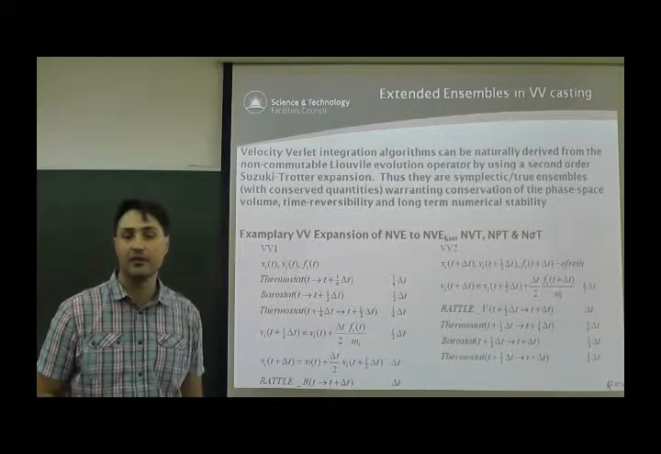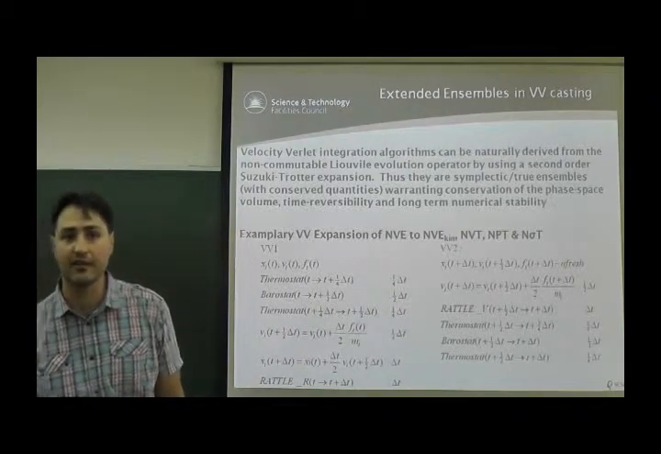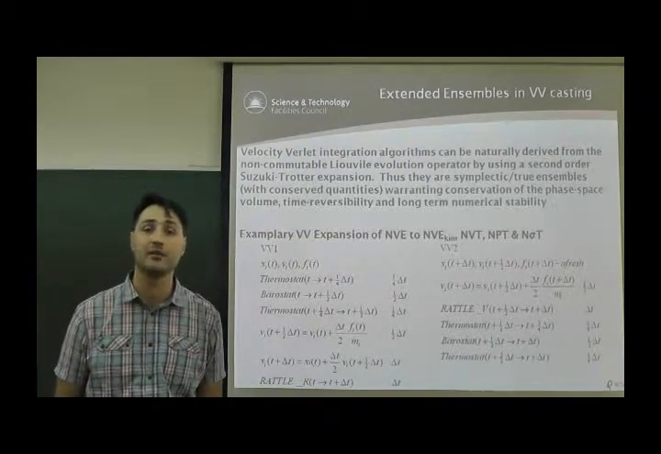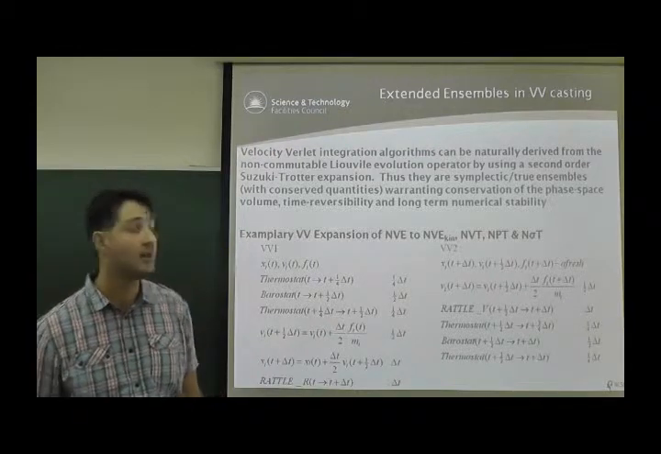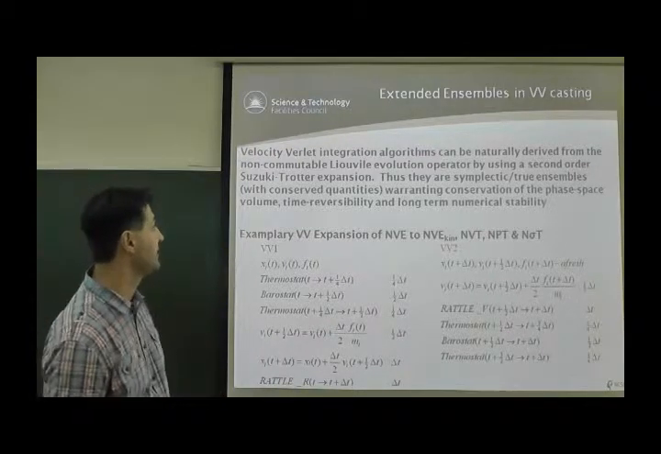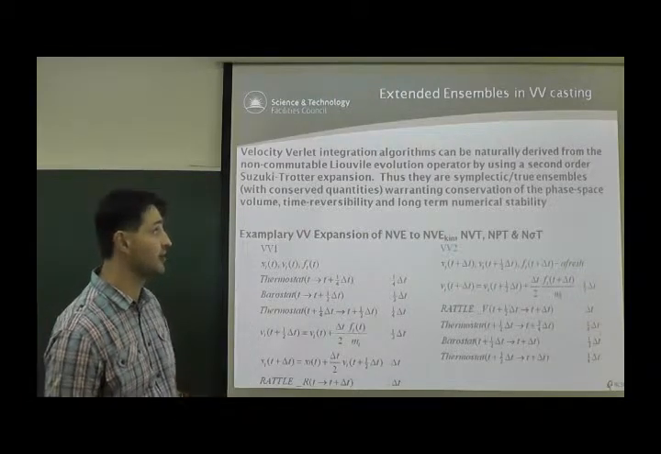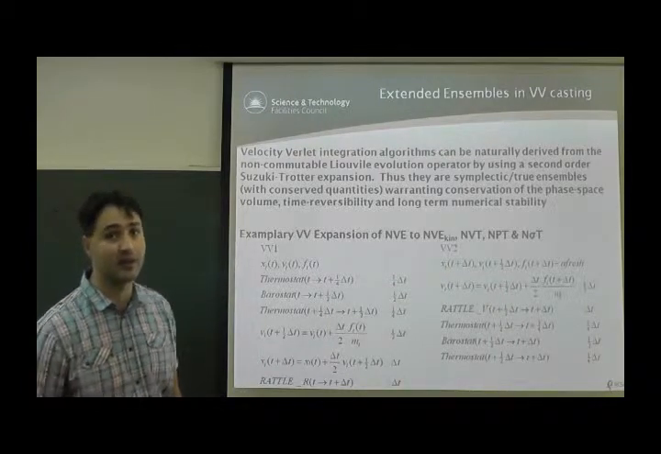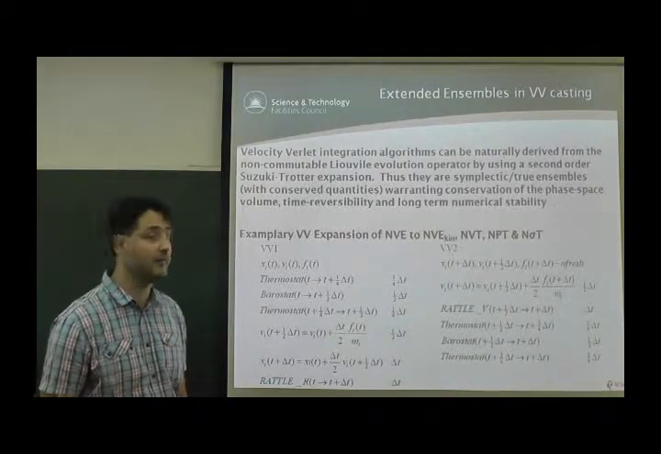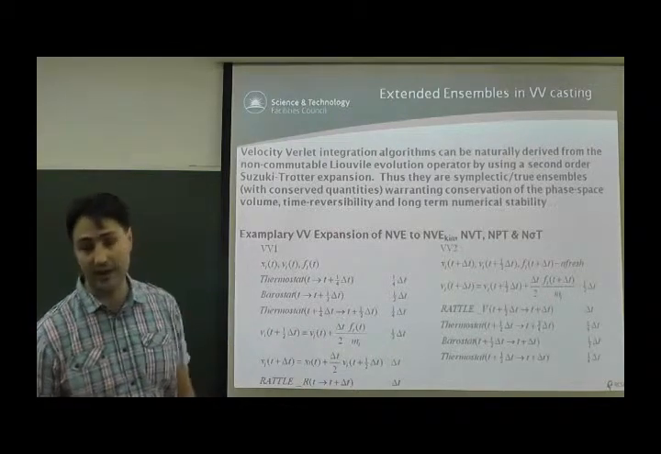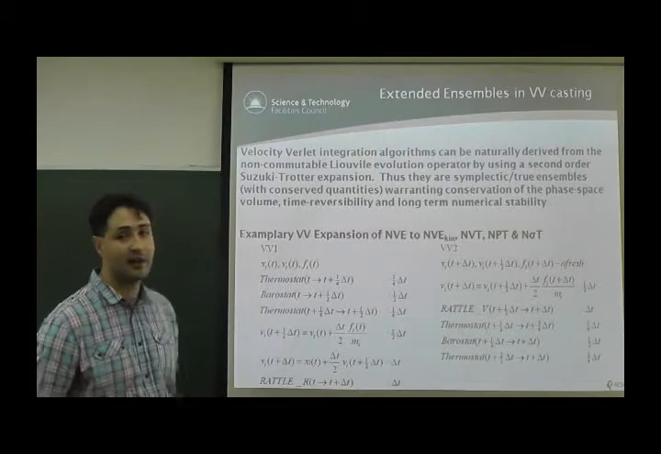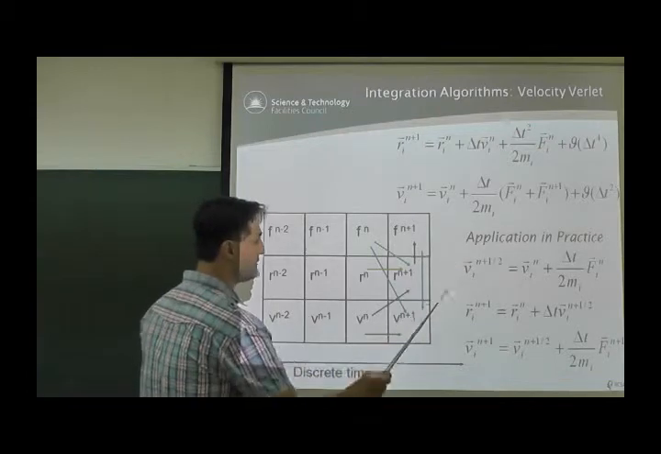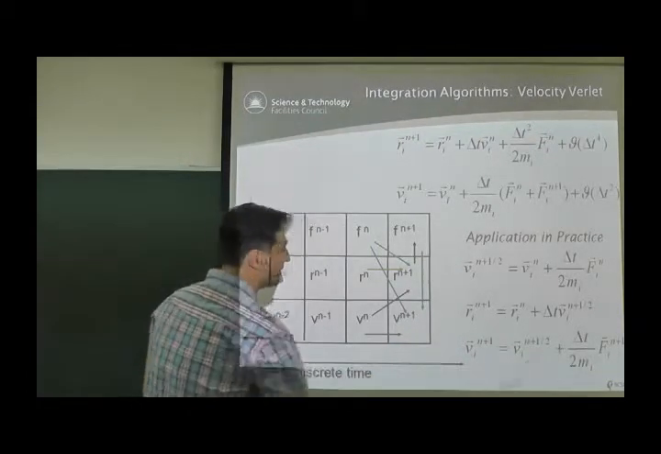Extended ensembles in velocity Verlet casting. It is worth mentioning that velocity Verlet integration algorithms can be naturally derived from the non-commutable Liouville evolution operator by using a second-order Suzuki-Trotter expansion, which guarantees their simplicity. And so all of this ensemble will have a conserved quantity warranting the conservation of the phase space volume and their time reversibility, as well as long-term numerical stability. It is quite simple to demonstrate. Essentially, the velocity Verlet algorithm shown 3 slides ago here consists of two parts. This is the first part and this is the second part, when we calculate the velocities afresh.